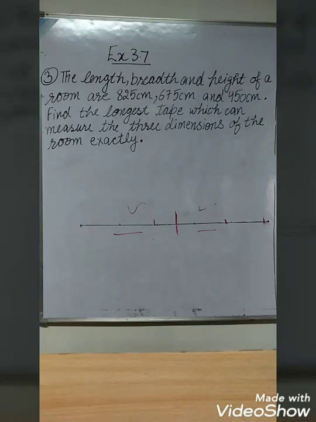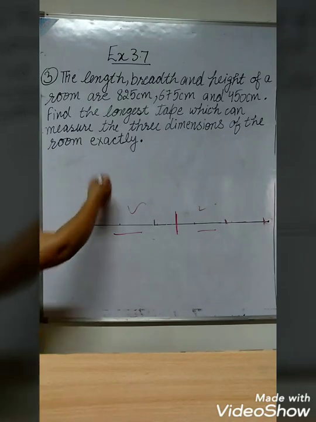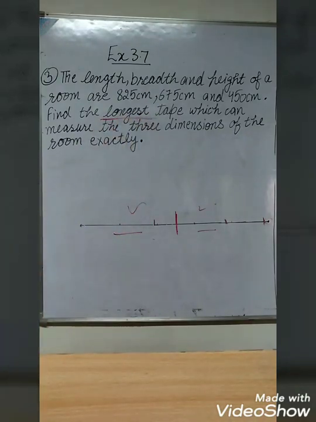So what will be that number? That number will be a factor of 825, 675 and 450. So now again we need to find a common tape, the common longest tape. So it means we need to find a common factor of length, breadth and height. Right? Till now we are finding the common factor. So it means we need to find the highest common factor. Why highest? Because we need to find the length of the longest tape here. So longest means we need to find the highest.